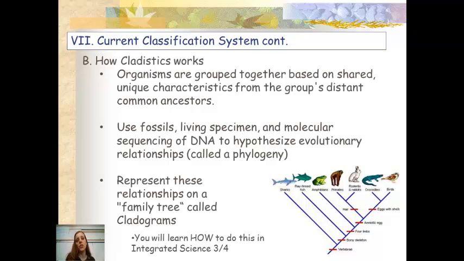This is the classification system. Basically, the Linnaean classification system is an outdated classification system because it doesn't take into account evolutionary relationships. However, it is still used to name organisms. The modern system for classifying different organisms is known as cladistics. And cladistics is looking at evolutionary relationships. It is proposing a phylogeny, a hypothesized evolutionary relationship, and then presenting that phylogeny on a cladogram. And this is classification.